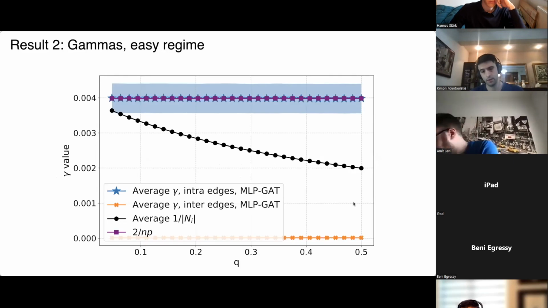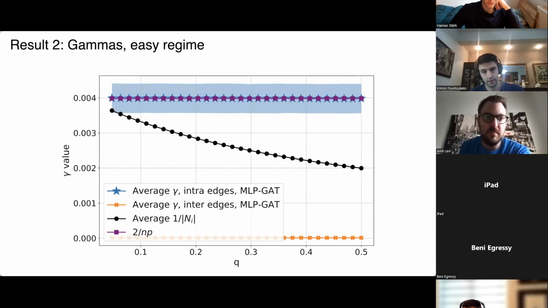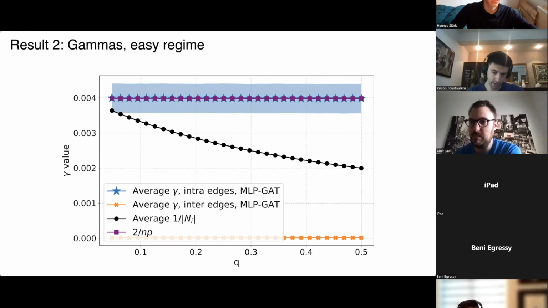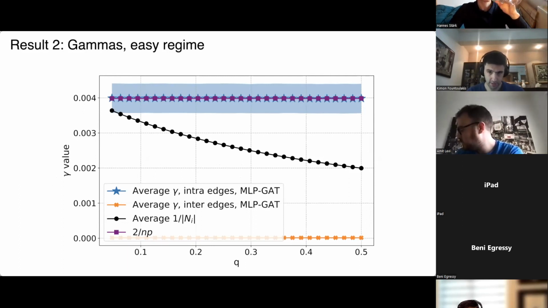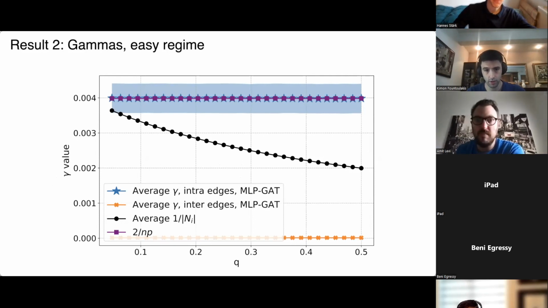Here's what the theorem looks like in the form of a plot again. You can see here that the intra gammas, denoted by the blue star line, basically overlap with 2 over np, which is what we prove in the theory. And then the inter gammas are very small. They concentrate around 0, and the black line is basically the uniform measure, which corresponds to GCN.